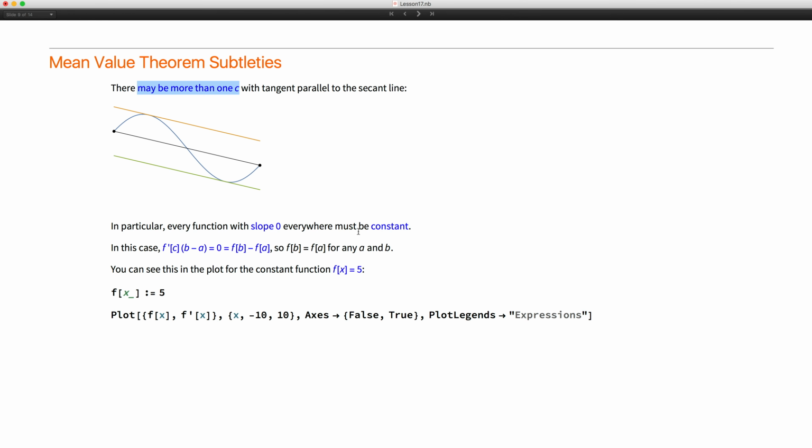And in fact, if you have a constant function like f equal to 5, then the slope is 0 everywhere. So here's the constant function 5, and if you plot the function's derivative, you see that the theorem is satisfied everywhere. So you have some exceptions to the mean value theorem, when you have either more than one value, or you might even have infinitely many values, because if the slope happens to be 0, then the function must be a constant.